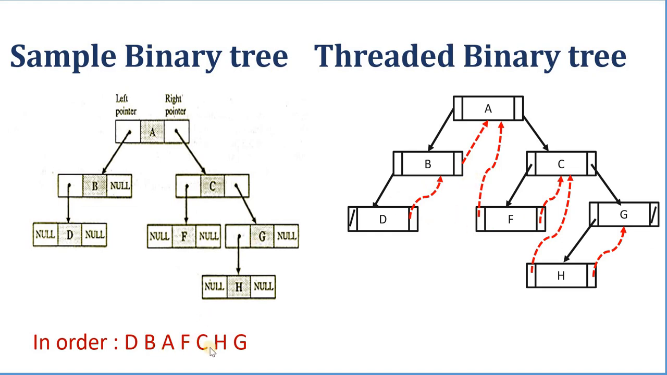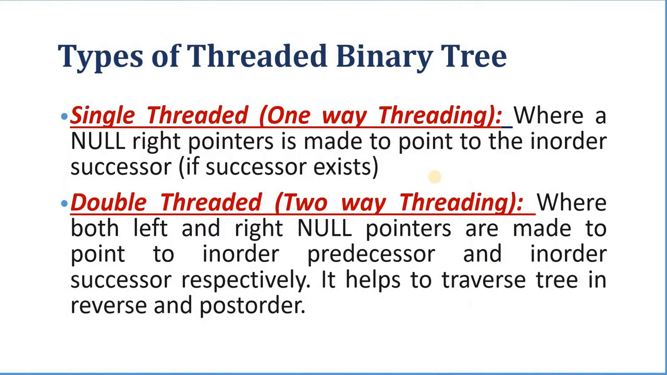based on the in-order traversal. So it is also called an in-order threaded binary tree. Now we go ahead with the types of threaded binary tree. There are two types of threaded binary tree: single threaded or double threaded.